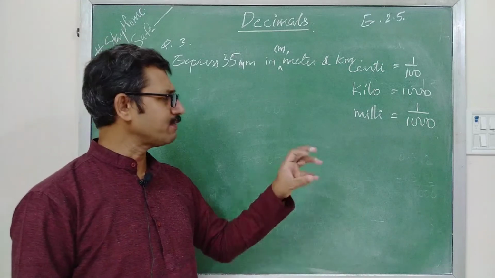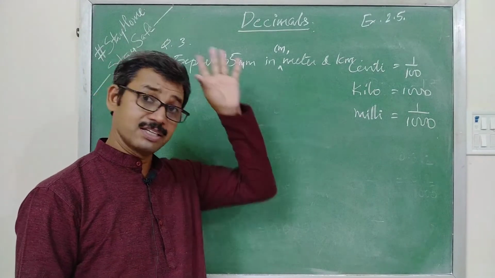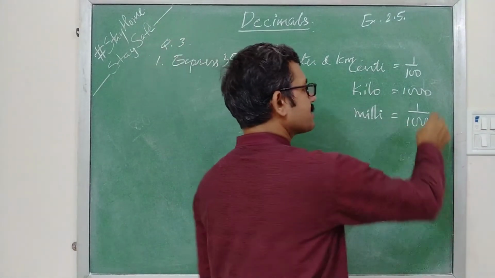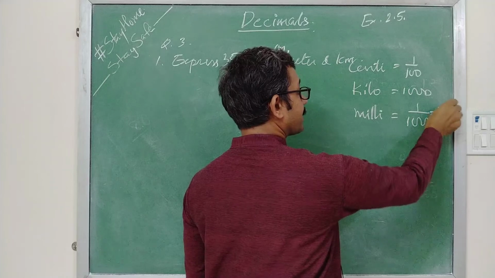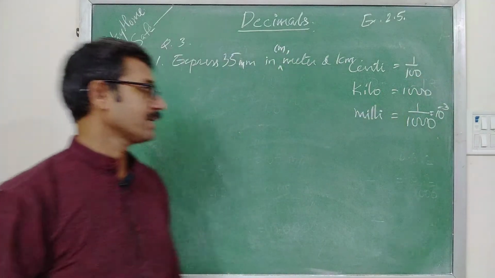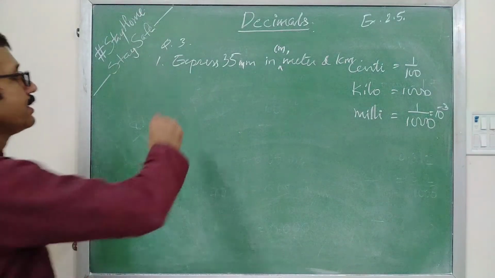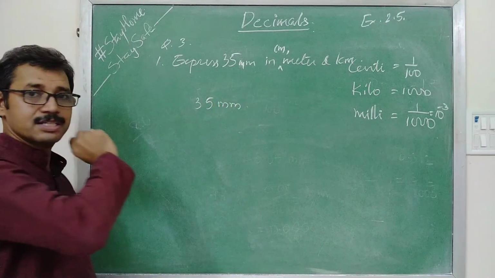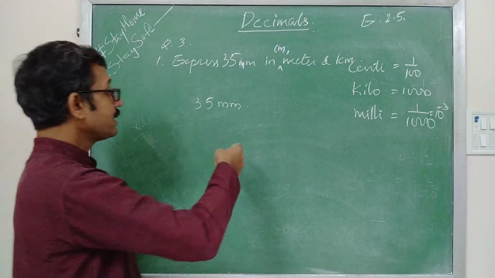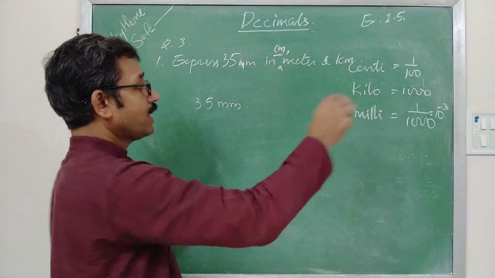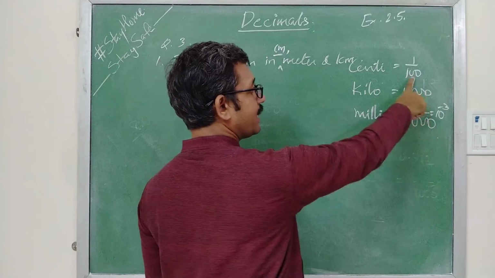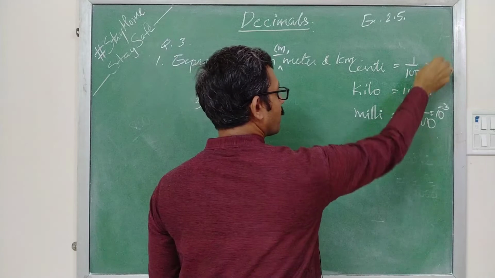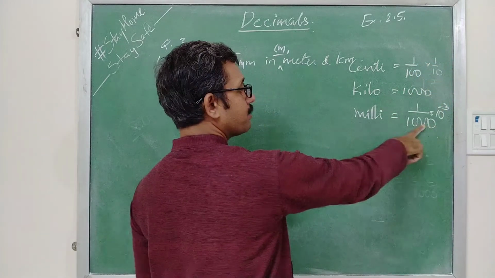So whenever it is millimeter, understand, it is 1 upon 1000. This is nothing but 10 raised to minus 3, which is also used. Now here it is 35 millimeter. While converting you have to convert first into centi. Now what is the difference between centi and milli? 1 upon 100 and 1 upon 1000, so the difference is 1 upon 10.